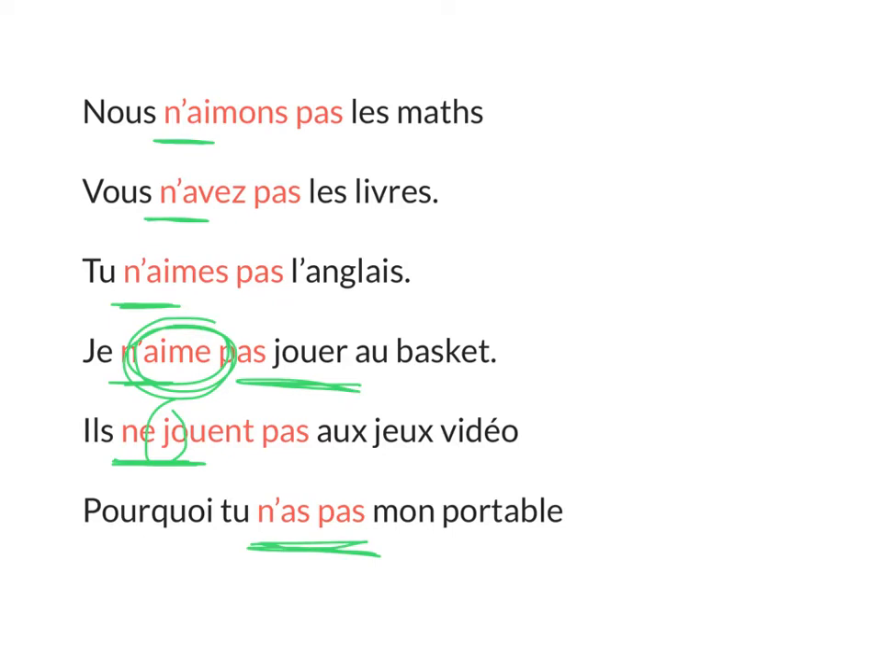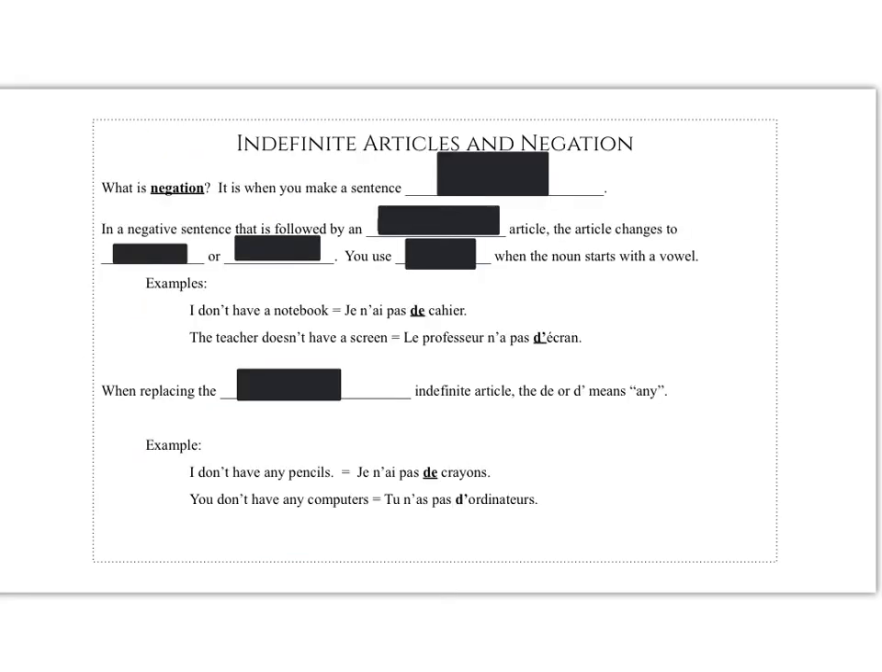All right, so now that we have all that, we're going to take some notes. So you're going to get out your packet, and you're going to turn to page 25. It's going to look a little bit like this at the top of it. It says indefinite articles and negation. So pause the video for a second, get out your packet, and start to take notes.